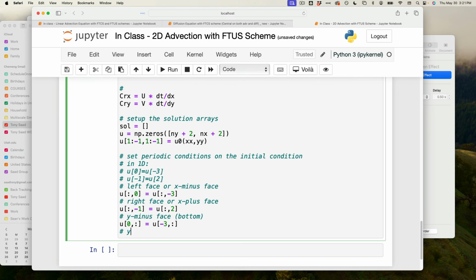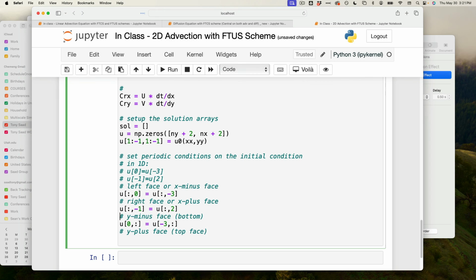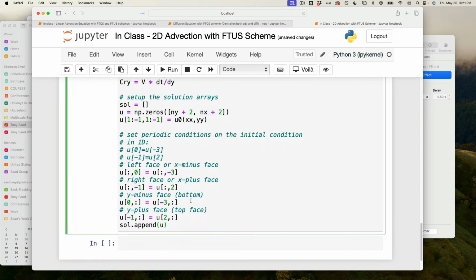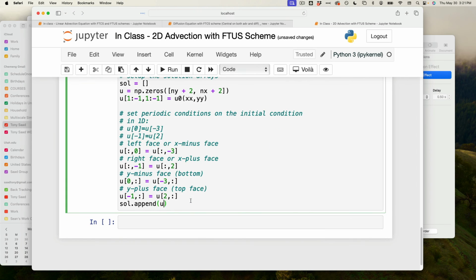And then y plus face, top face. Okay, we're out of time, but let's finish this. If you have 10 minutes, we can finish it in 10 minutes. And then finally, the y plus face, you take that x thing and you just swap the indexing. That's what's so nice about slicing. And then sol.append u. We now have that initial condition stored in our solution variable, right?